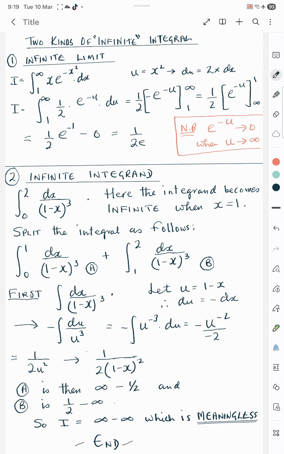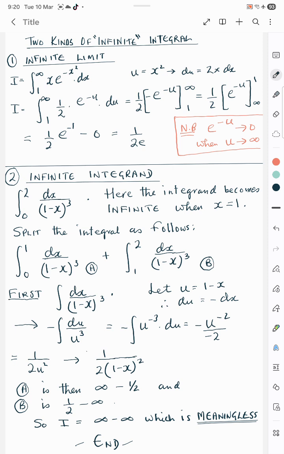Now, putting in the limits for the first, when x equals 1, we'll get infinity as the top value, and minus 1/2 for the bottom value. And for B, we get 1/2 for the top value and minus infinity for the lower value. So our integral becomes infinity minus infinity, which is meaningless.